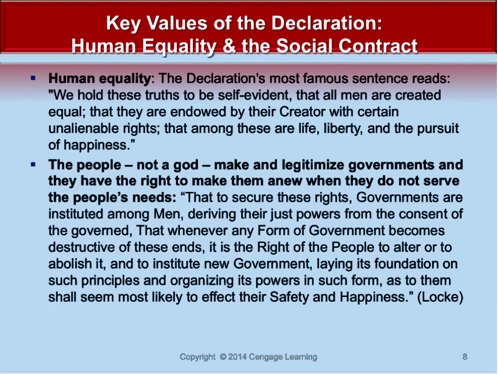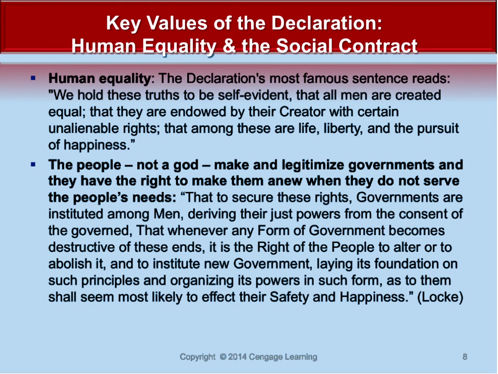The idea that governments don't exist in perpetuity, that governments are not somehow natural and always existed the way they have, and not that God enabled kings to rule in their name, but that the people have a right to make government, to create government, and to destroy government when governments do not serve the people's needs.